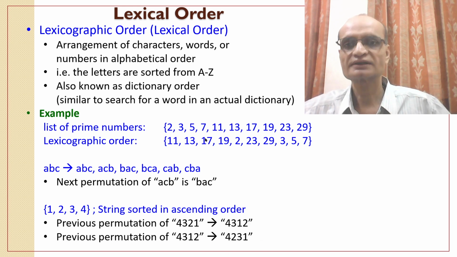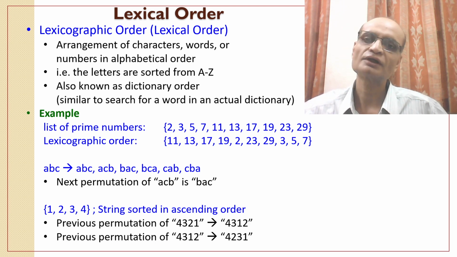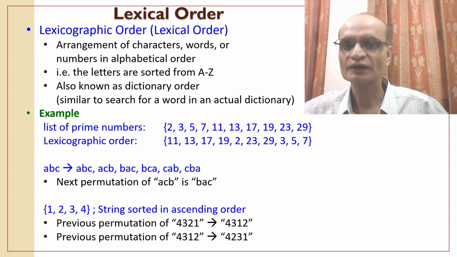So these are some of the examples where we are talking about numbers or alphabets, and we are also talking about various permutations which can be formed from those letters or alphabets. When we form those things in ascending order, what can be the previous permutation and what can be the next permutation for a particular permutation.